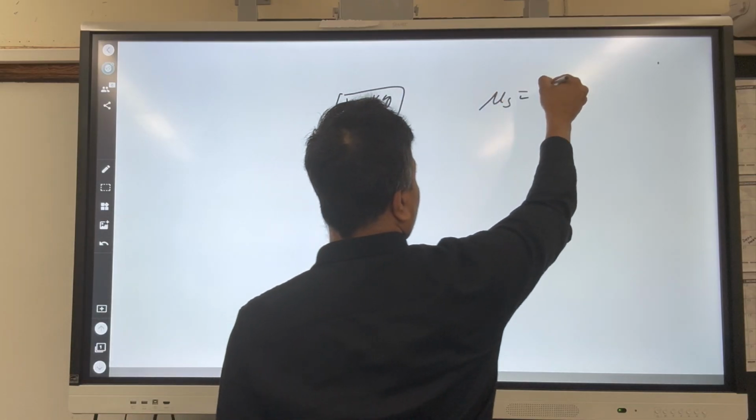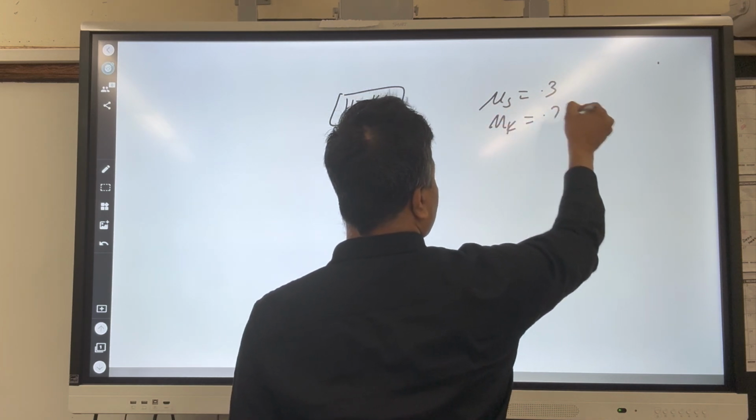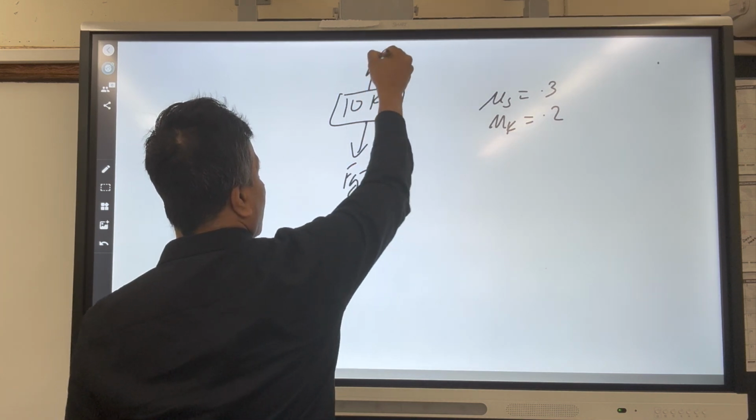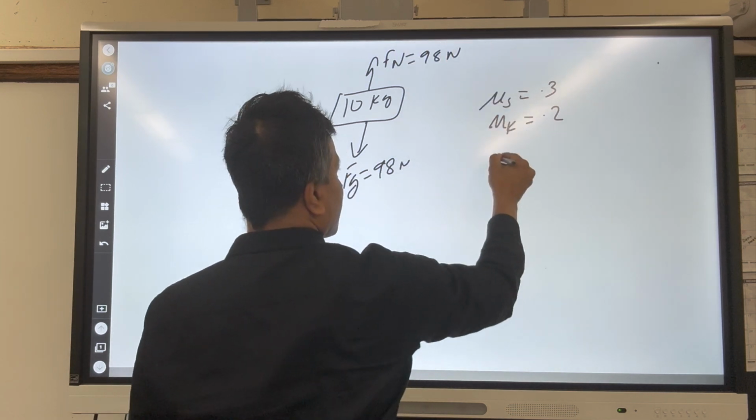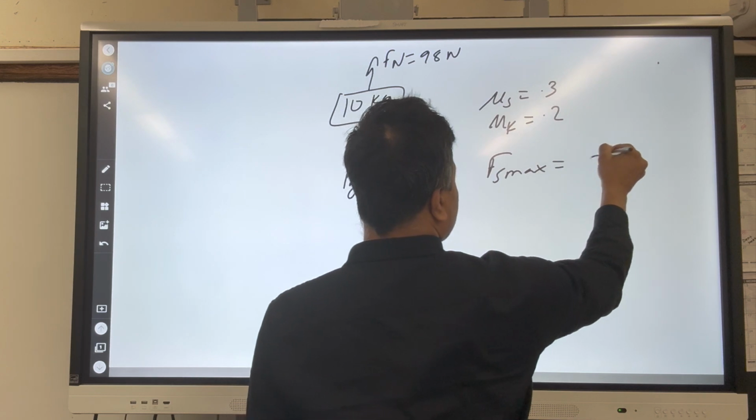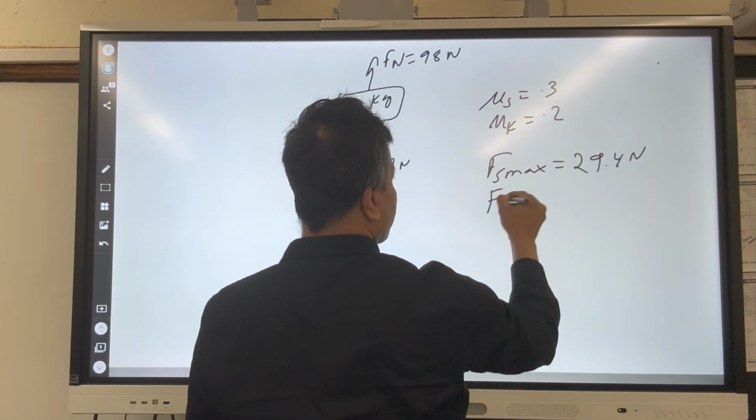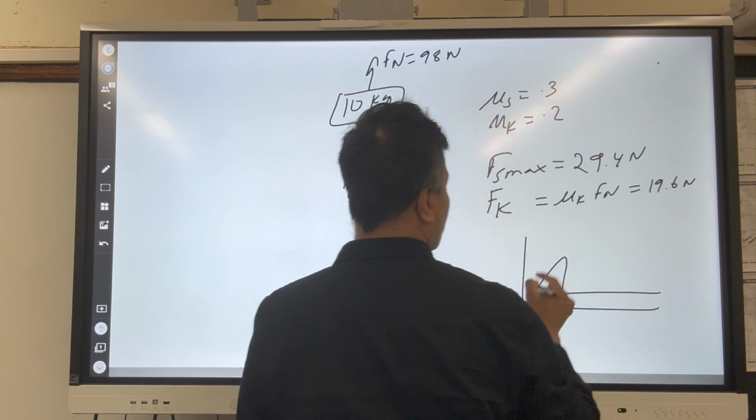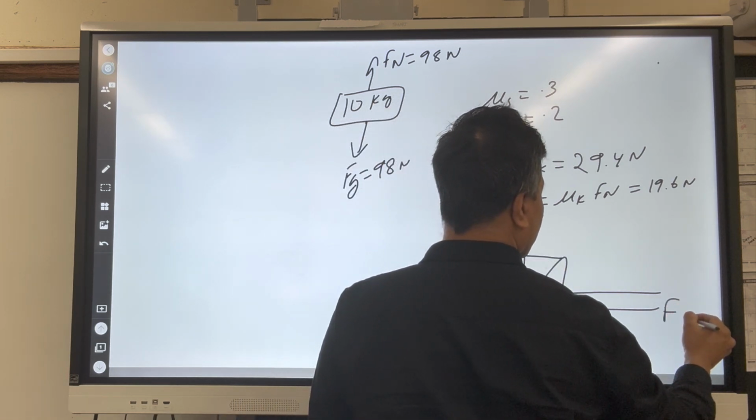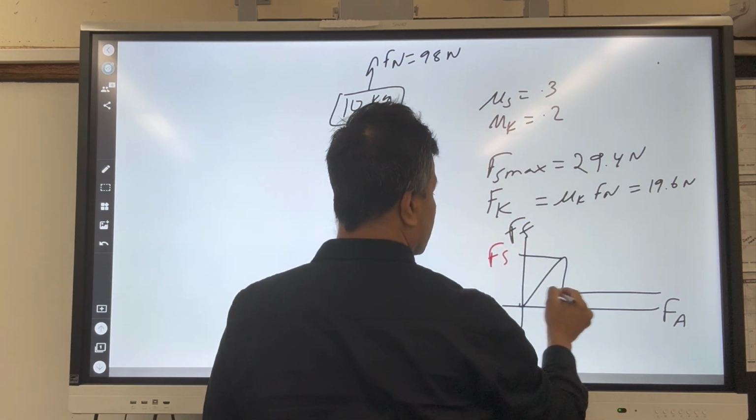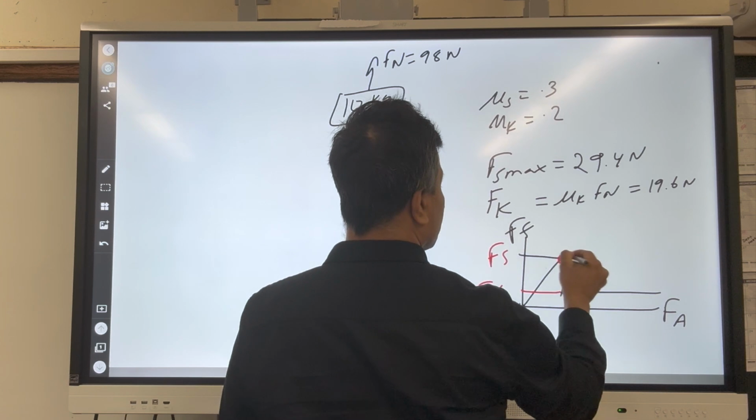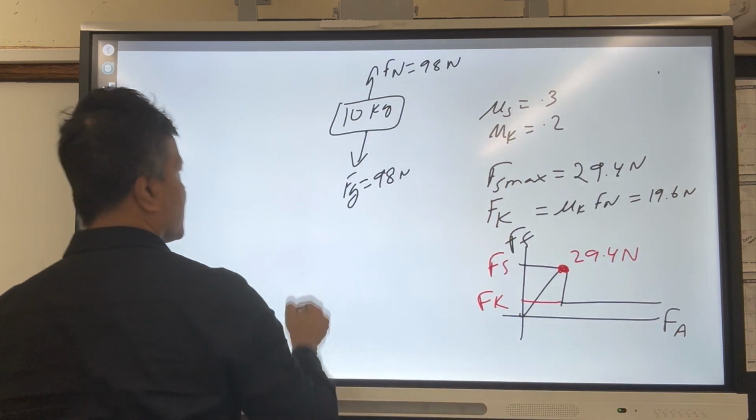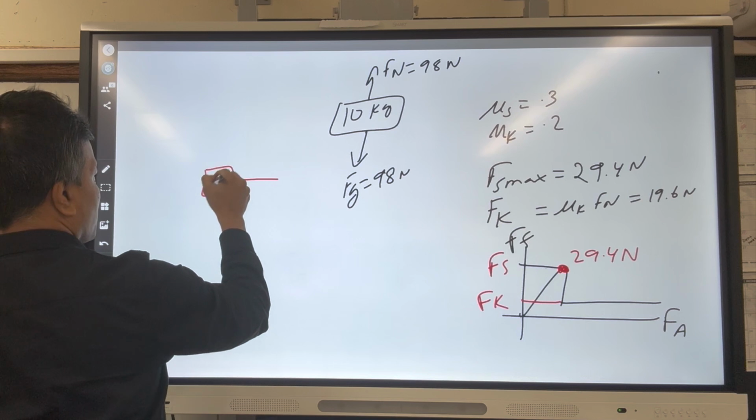This mu s is 0.3 and mu k is 0.2, right? And Fg is 98 Newton and Fn is 98 Newton. Fs max is 29.4 Newton and Fk is 19.6 Newton. Okay, so you have this is your Fa, this is your Ff, this is your Fs, this is your Fk, right? Now this is your 29.4 Newton. Now you apply 40 Newton.